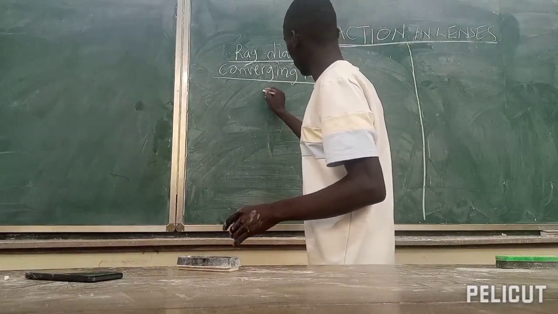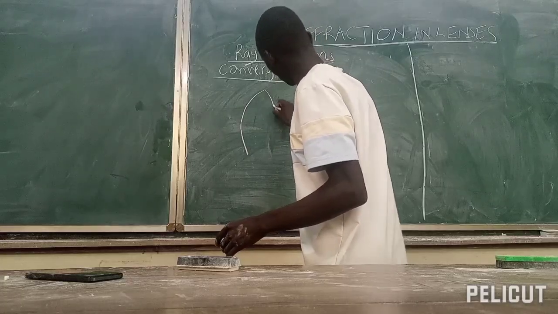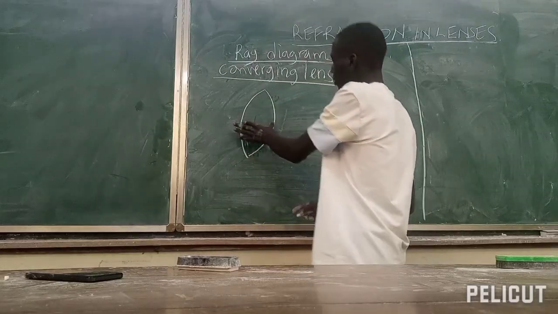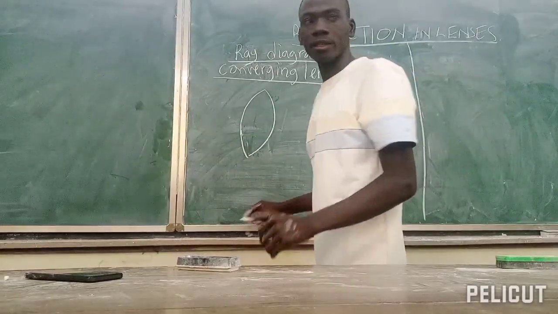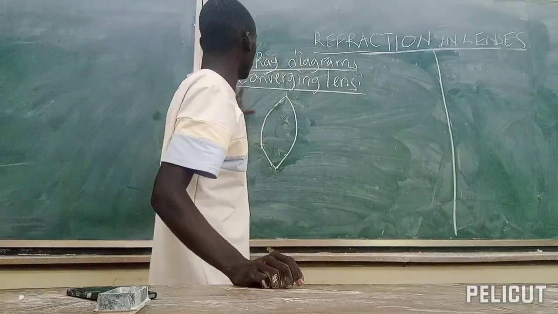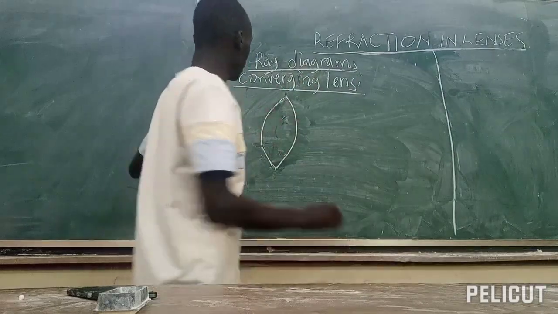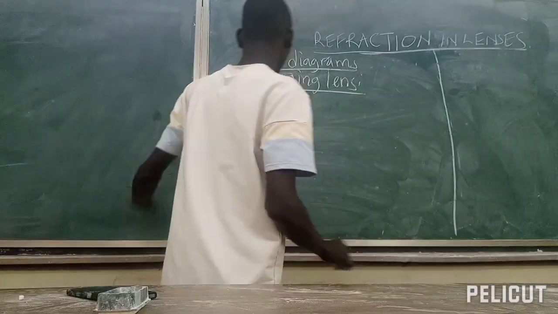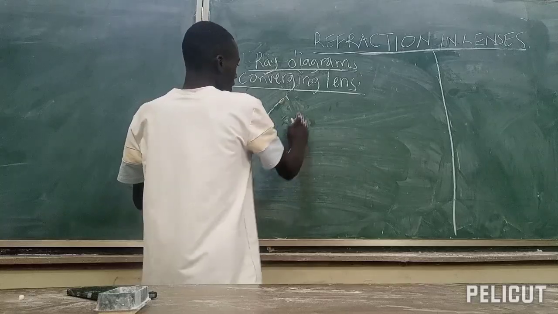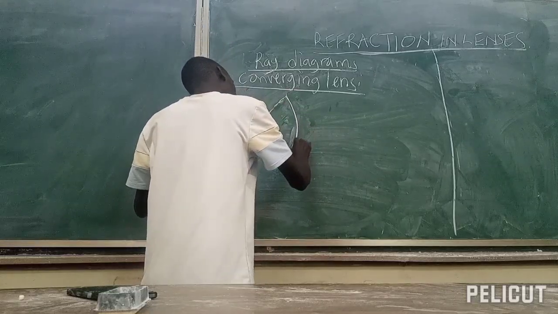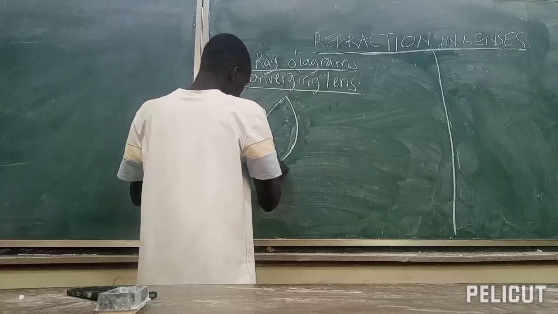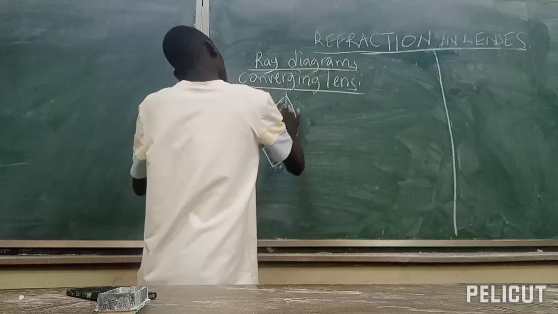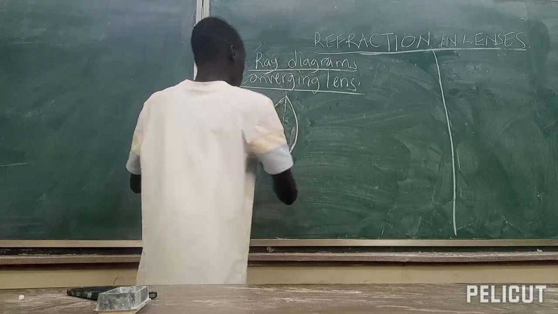So let us first try to draw the diagram of a converging lens. We said it's thick in the middle and thin at the edges. So we are looking at the ray diagrams. First of all, we are starting with our first type of lens, which is a converging lens. As we said, this lens here is very thick in the middle and very thin at the edges. Okay? So if we assume this is our middle.